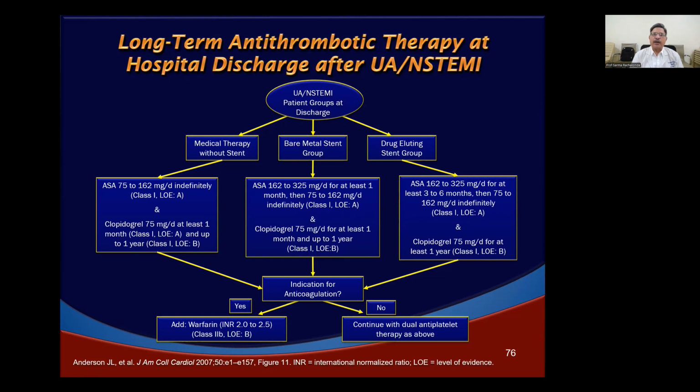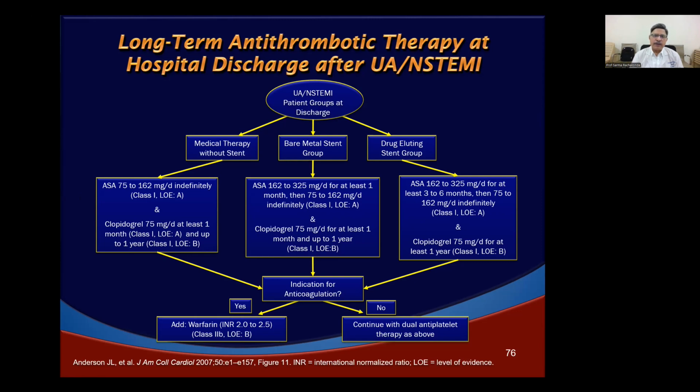Depending on that, the anticoagulation. Bare metal stent, medical treatment without any stenting, aspirin you have to continue indefinitely. Clopidogrel at least 1 month and maybe up to 1 year. Double antiplatelet for 1 month, maybe for 1 year. Aspirin, lifelong, unless there is a bleed or contraindication.